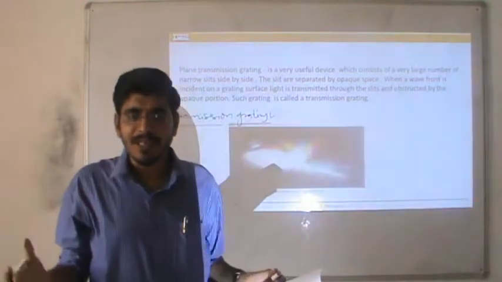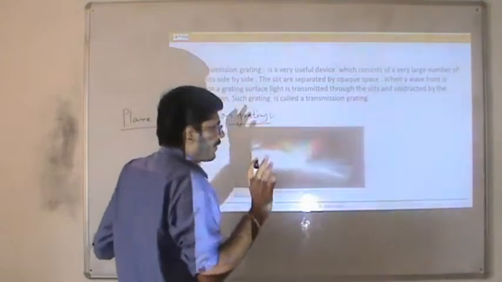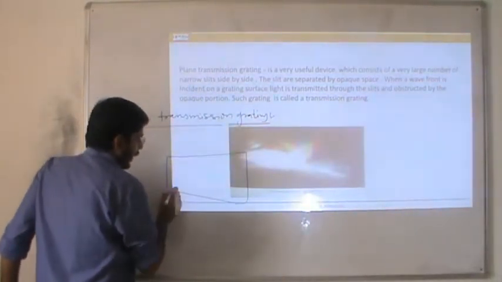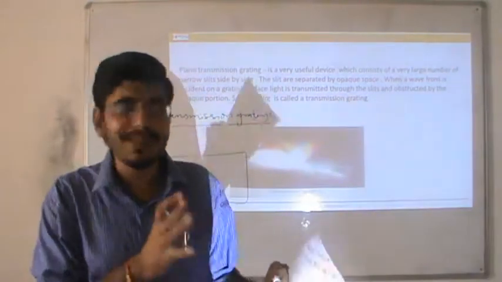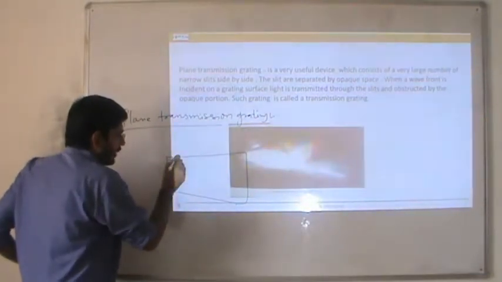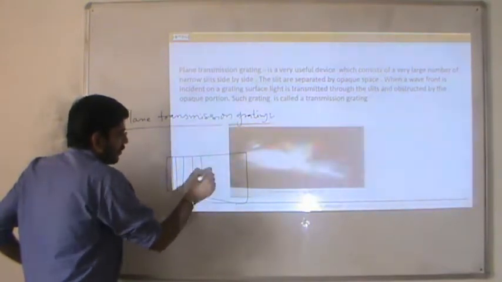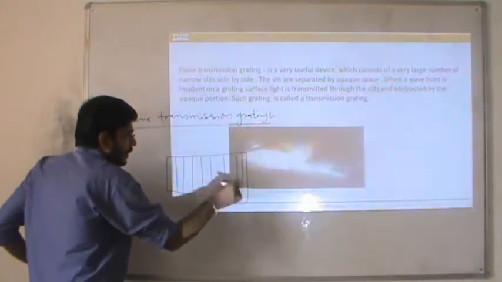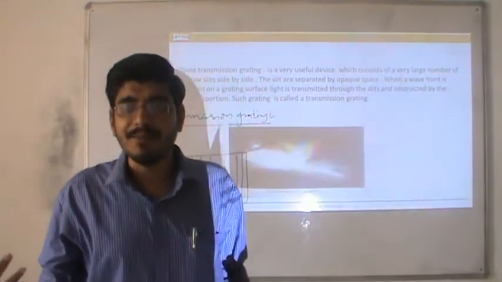Basically it is nothing but a glass slab. For example, I have a glass slab, and if I make a number of narrow lines on a glass plate, then this device is known as the plane transmission grating.